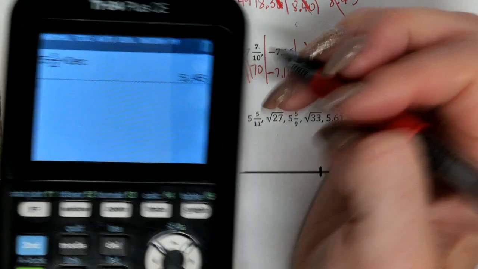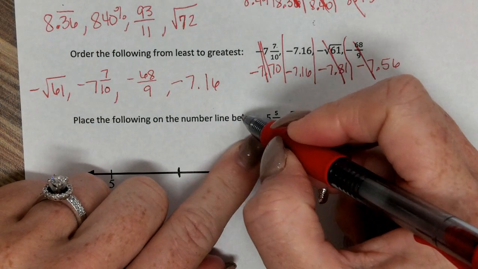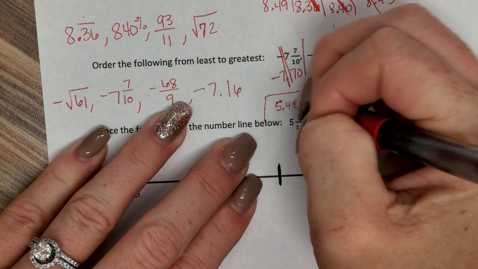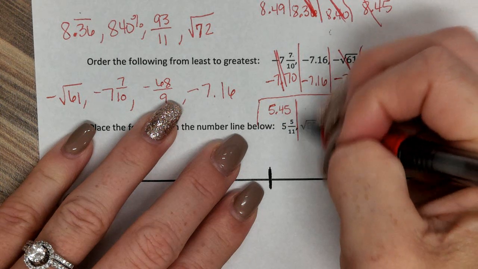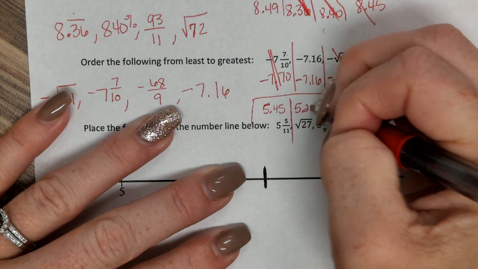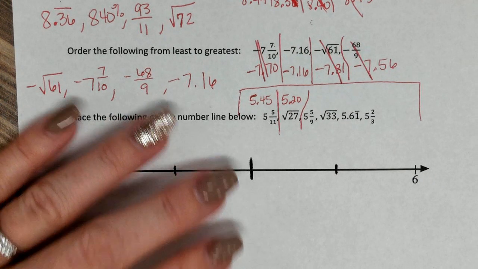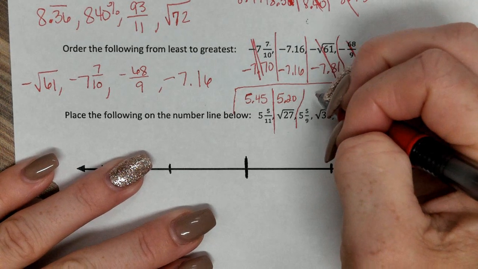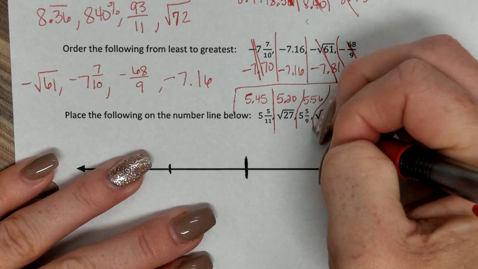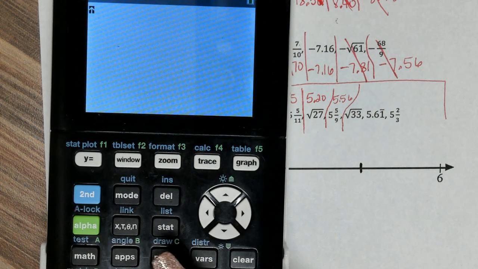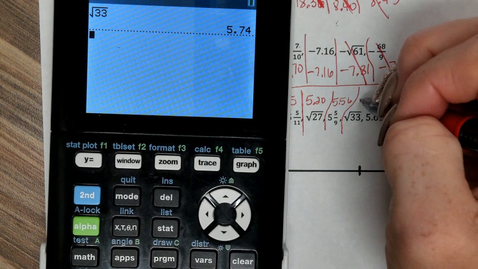Is how much money? $5.25. Now look, I'm going to put it right above it so that I don't get in the way of this. So that's $5.45. The square root of 27 is $5 and what? 20 cents. 5 and 5/9 is $5.56. The square root of 33 is $5.74.